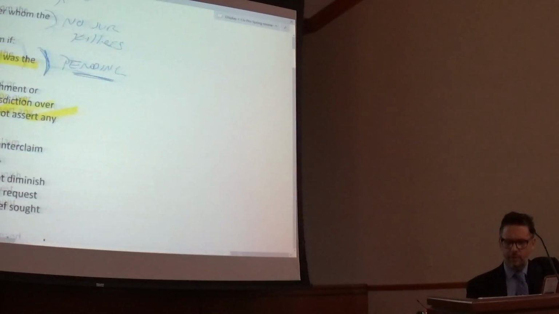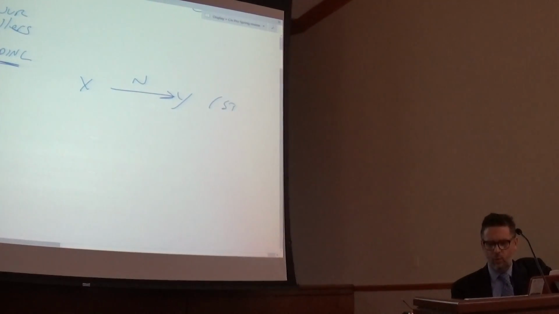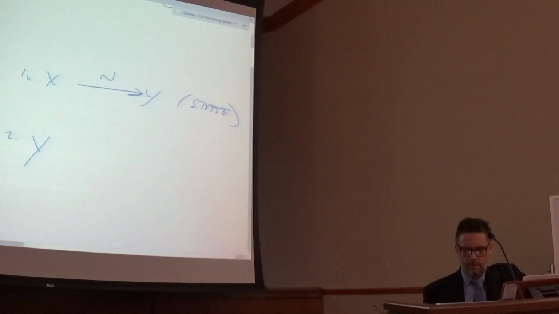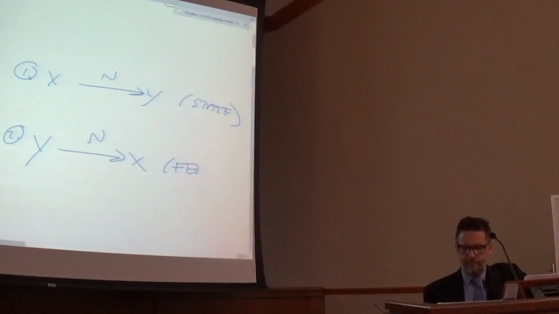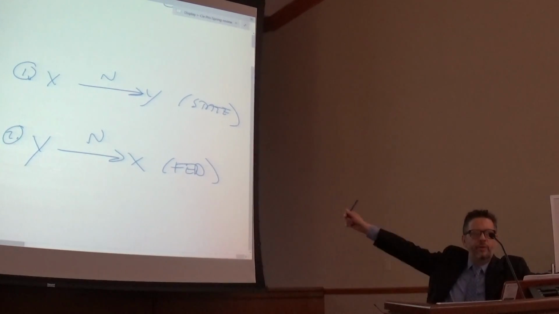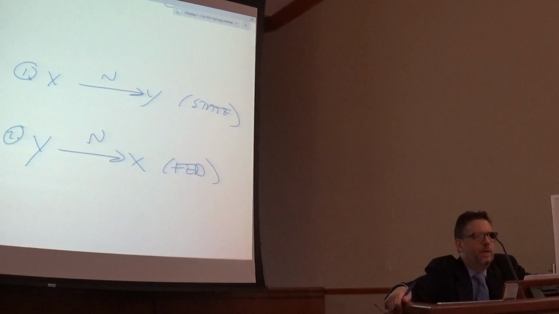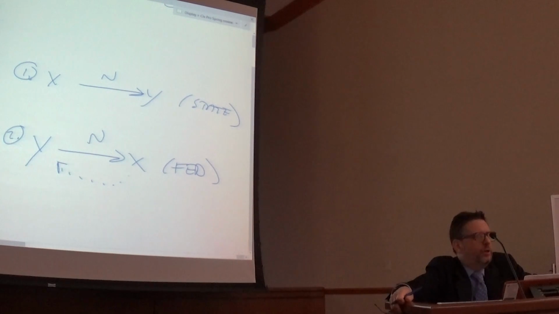So say, for example, X sues Y for negligence in state court. Now, Y sues X for negligence in federal court. Let's assume the claims asserted by X in suit 1 and Y in suit 2 arise from the same car wreck and are thus the same transaction or occurrence. Here's my question. If X has a counterclaim against Y, would that be compulsory or permissive?